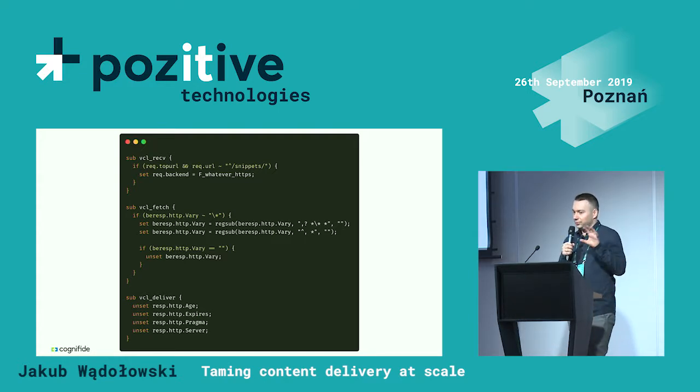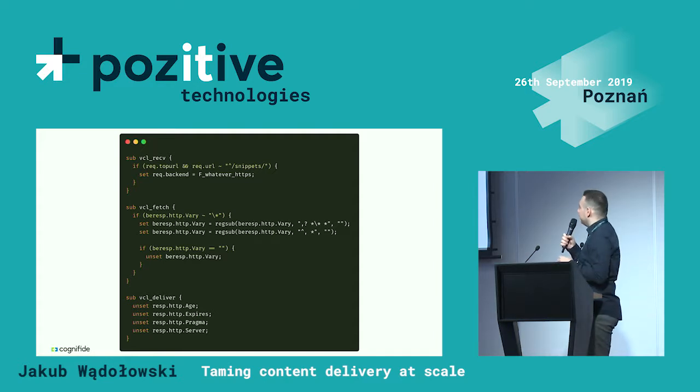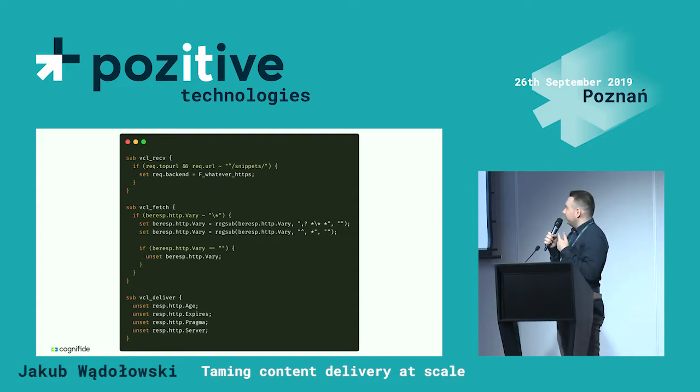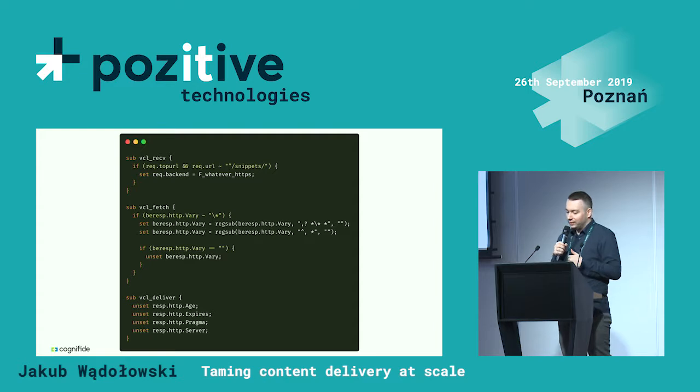You have a few states, like, okay, I've received the request. Okay, I'm trying to look it up in the cache. I'm trying to send the request to the origin. I've received the response, etc. So there are a lot of points where you can plug in your custom logic. Here are a few examples, starting with vcl_recv. At the very top is the very first stage of request processing.